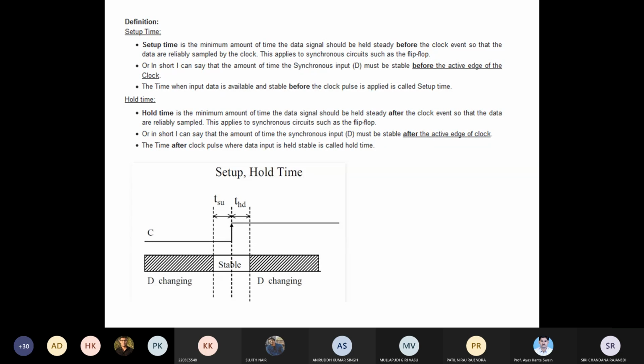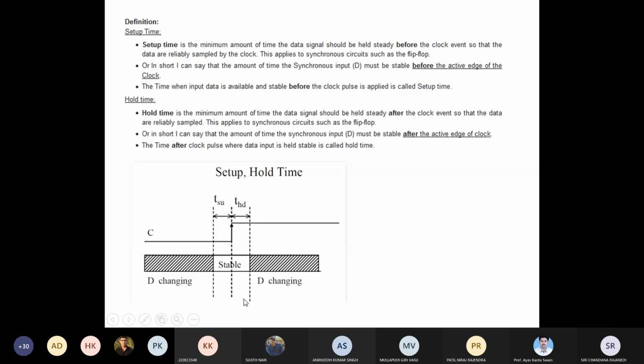Okay, so we know that setup time is the minimum amount of time the data signal should be held steady before the clock event, so that the data is reliably sampled by the clock.